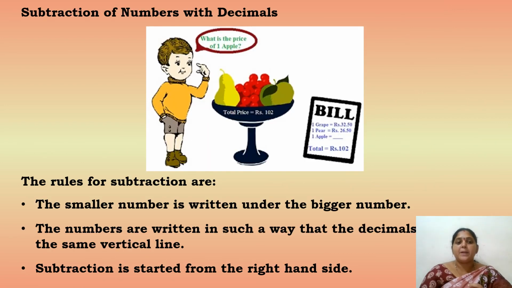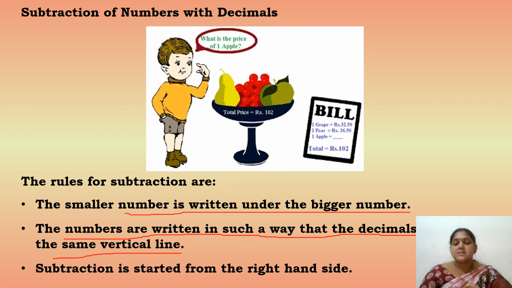Now, subtraction of numbers with decimals. What are the rules for subtraction? The smaller number is written under the bigger number. The numbers are written in such a way that the decimals are in the same vertical line. Subtraction is started from the right-hand side. So here we have taken some numbers.